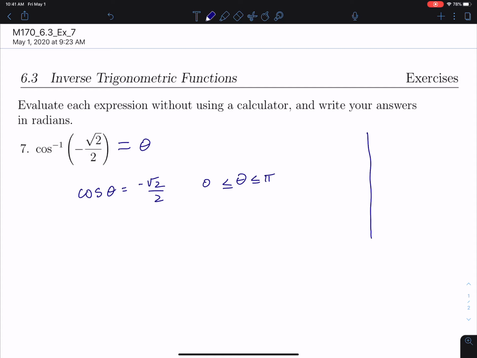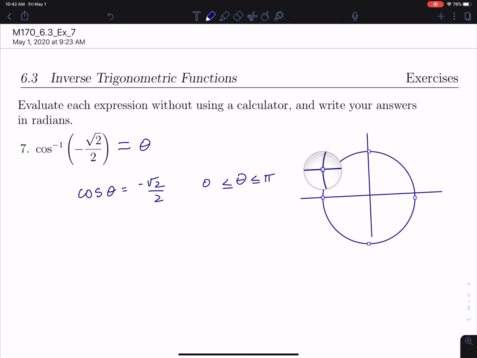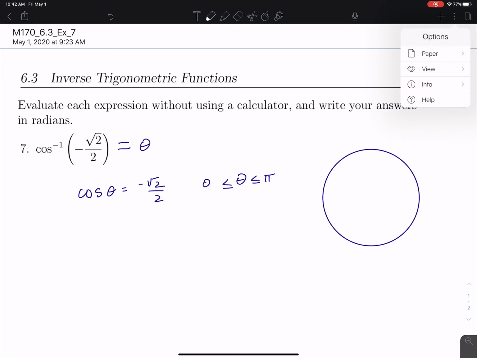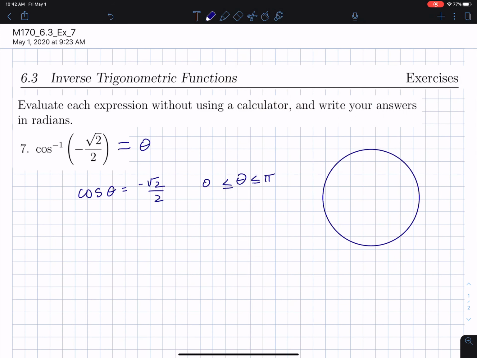All right, so to try to get a handle on this, I'm going to draw a circle, a unit circle, and see if I can get that a little better. Actually, I think what's not good is my lines here. I need graph paper.